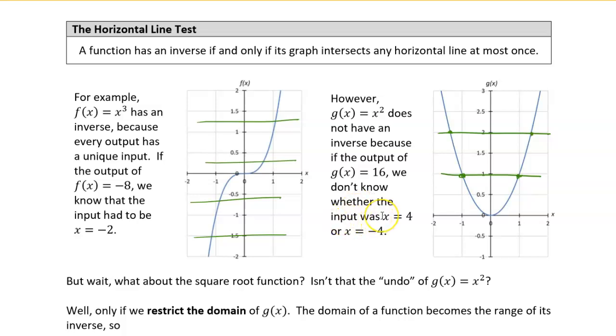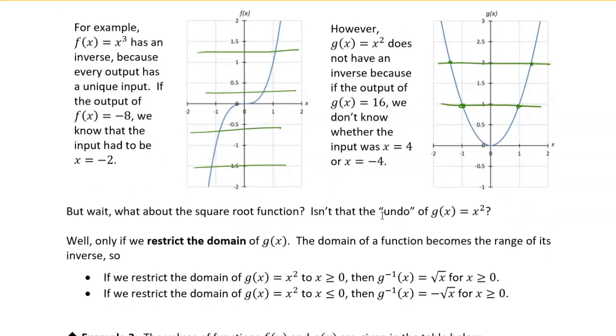All right, so you might be asking yourself, but wait, that was x squared, right? Can't we undo x squared? If we take a square and we take the square root of it, doesn't that undo the square function? And yes, it does, but we have to be careful because we have to restrict the domain. When we take the square root, we're only getting the positive value.